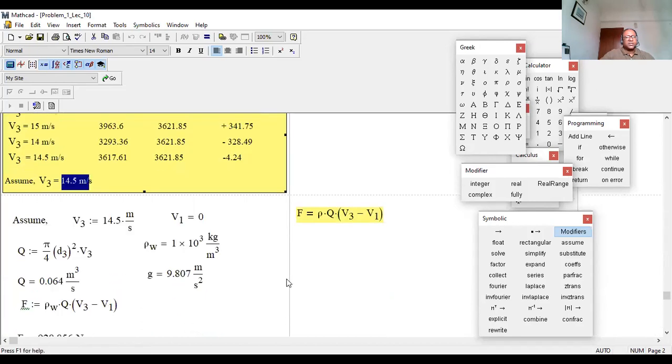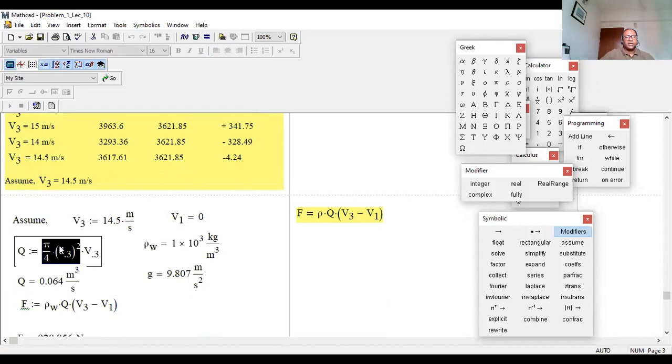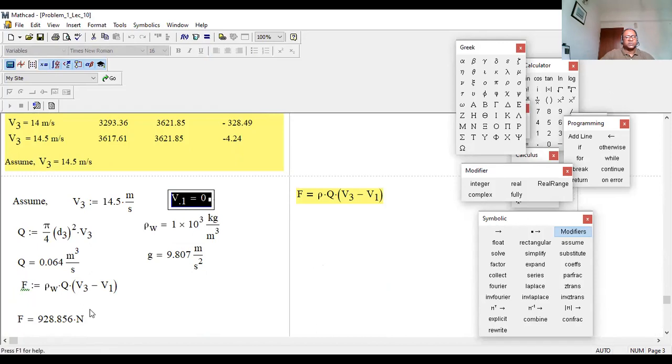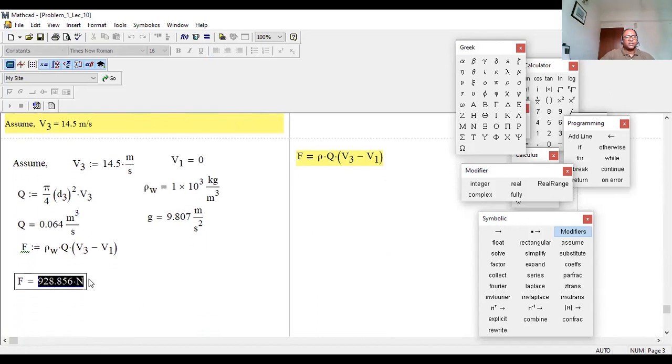So how do we figure out the Q? Q equals area A3 times V3. The nozzle diameter is given, so you get the Q. Rho is given. Now, what is the F? F equals rho Q V3. V1 is 0, you see, V1 is 0. So putting it in the equation, I get this much Newton force on the pipe support.